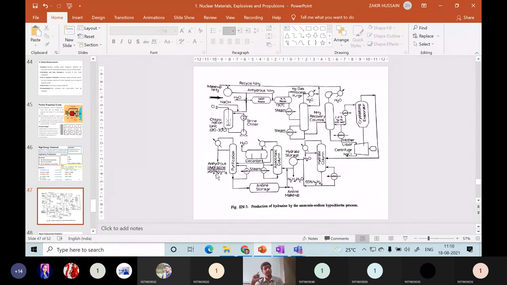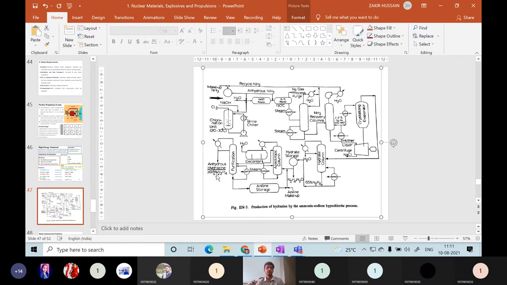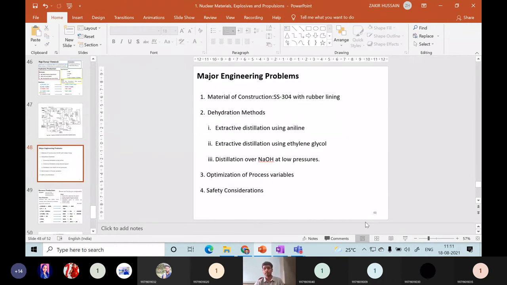Then the next problem: outdoor type construction is used for better ventilation and also for avoiding a leakage of air inside. So we need to construct proper ventilation. Otherwise, it will cause a leakage of air inside, and that leakage will result in an explosion. So these are the major engineering problems.